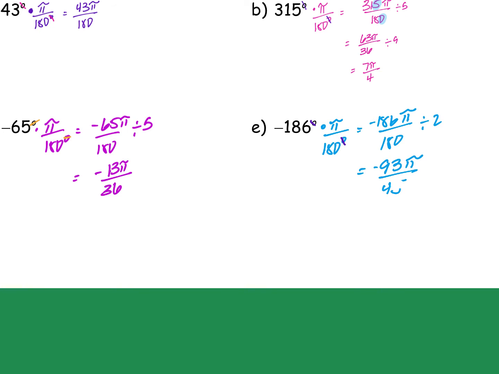Half of 180 is not 45. It's 90. And then 3 goes into both of these. So that would be negative 31 pi over 30. Oh, divide by 3. Sorry. So there we go. Negative 31 divided by 30.